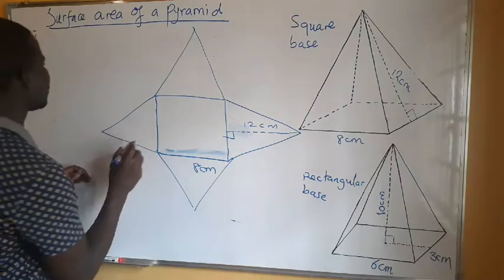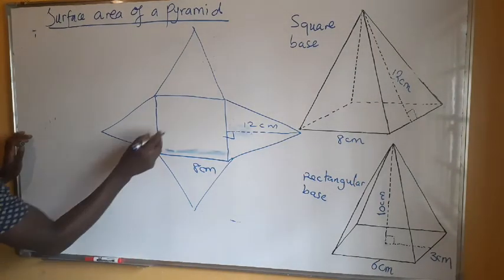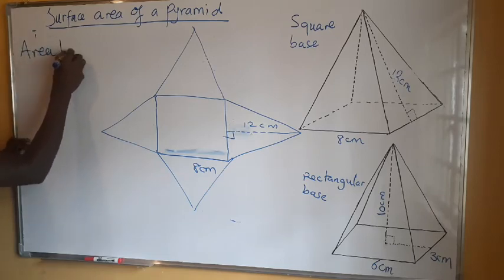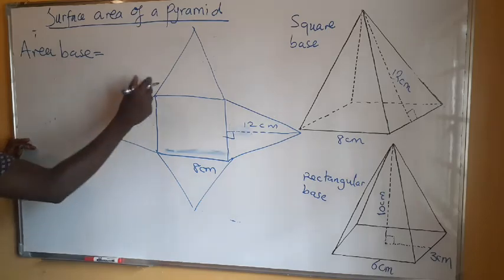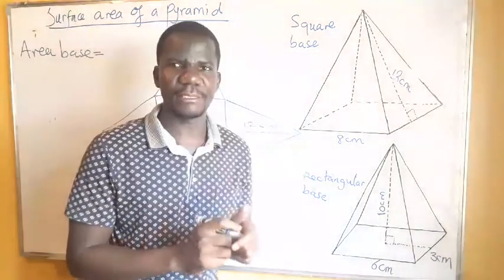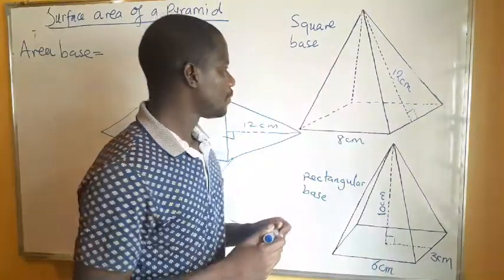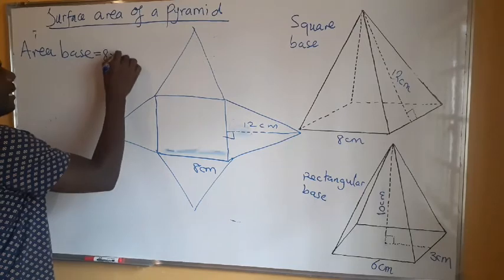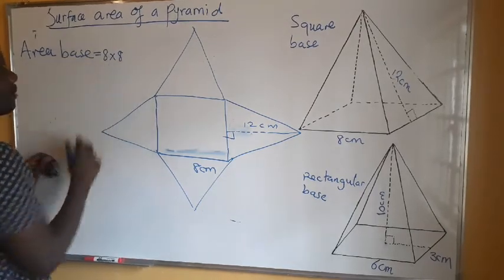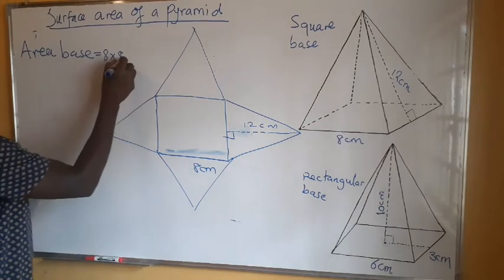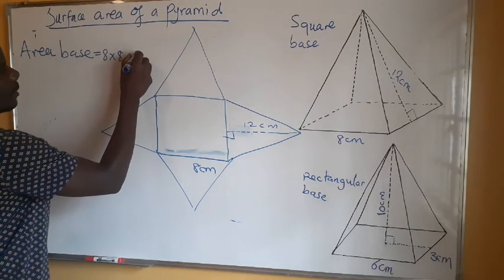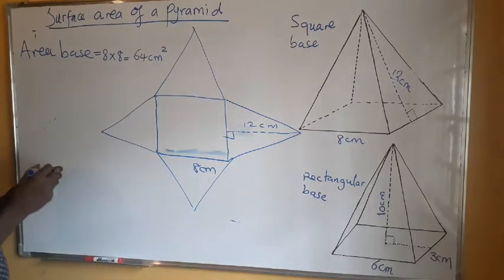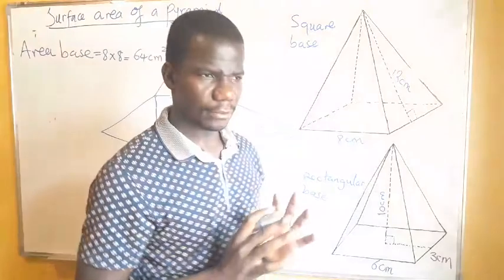So I'm going to start with the area of the base. The base is a square. So we are going to multiply 8 by 8. 8 centimeters multiplied by 8 centimeters. This is going to give us 64 centimeters squared. I hope you are getting me. I hope that is very clear.